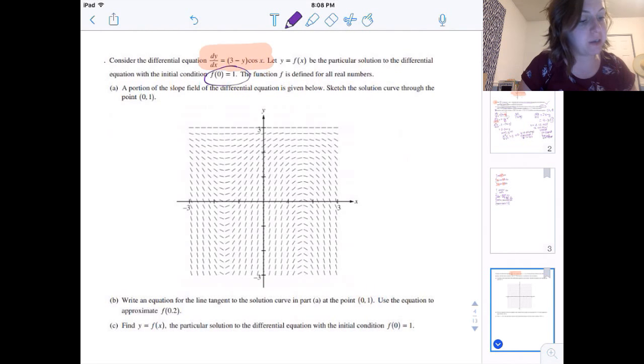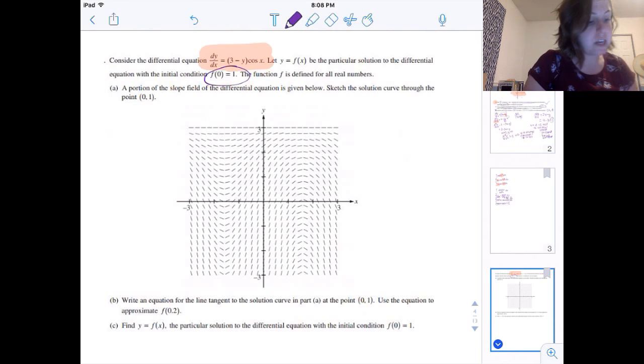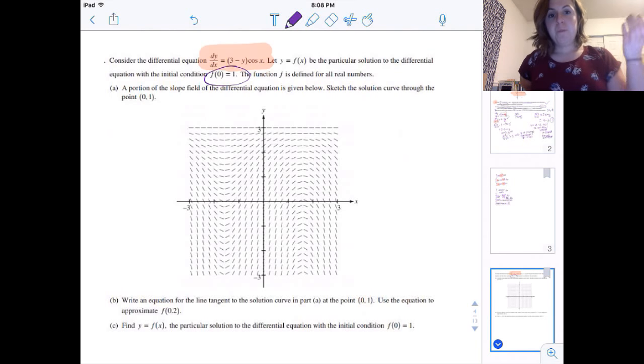F is a particular solution with initial condition f of 0 equals 1. Okay. It's defined for all real numbers. That's great. That means I know it's never going to be undefined. So a portion of the slope field is shown. They gave you a pretty massive portion. And they want you to sketch the curve between 0 and 1. So what we're going to do here is we're going to kind of connect the dots a little.